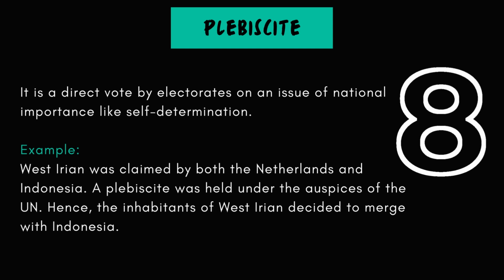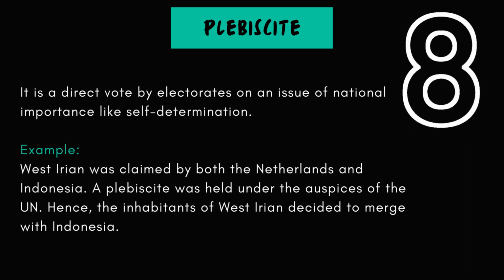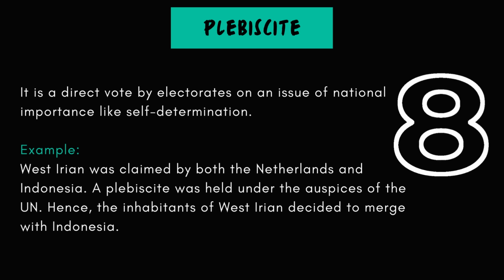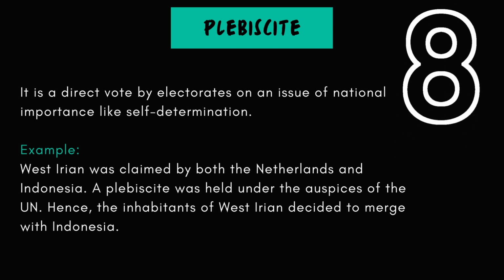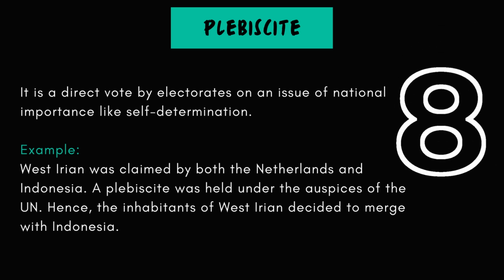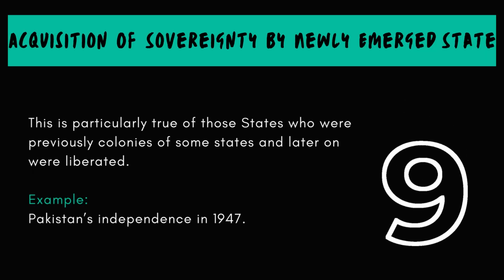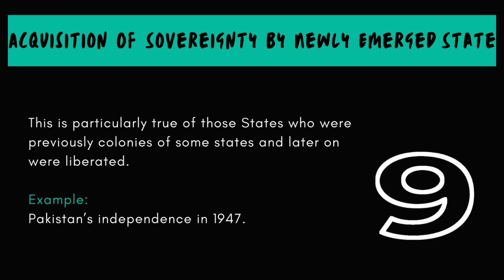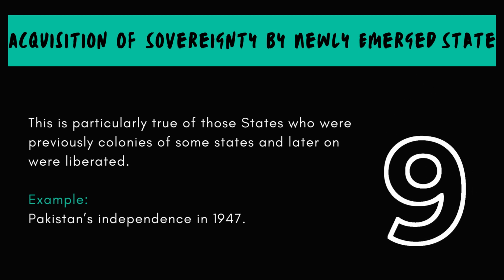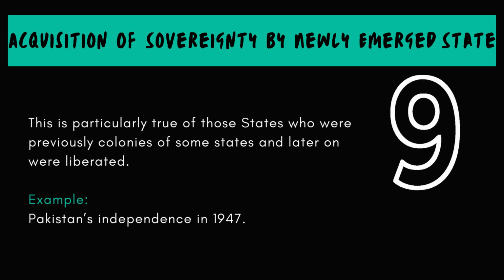Plebiscite is another way of territorial acquisition and it is a direct vote by electorates on an issue of national importance like self-determination. For example, West Irian was claimed by both the Netherlands and Indonesia. A plebiscite was held under the auspices of the UN. Hence, the inhabitants of West Irian decided to merge with Indonesia. Lastly, we discuss acquisition of sovereignty by newly emerged state. This is particularly true of those states who were previously colonies of some states and later on were liberated. For example, Pakistan's independence in 1947.